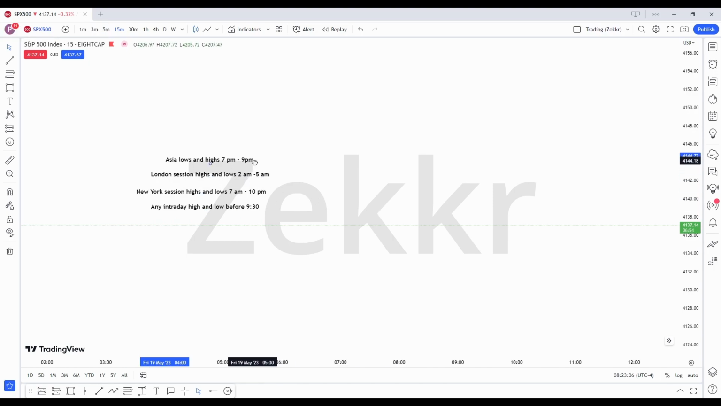So you should look for liquidity at the lows and highs of the Asia session time right here. Everything is New York time, right? From London session, New York session, and look for any intraday high and low before 9:30 equities open. So any low that is formed on a time frame lower than the daily. So I recommend 1 hour or 15 minutes.